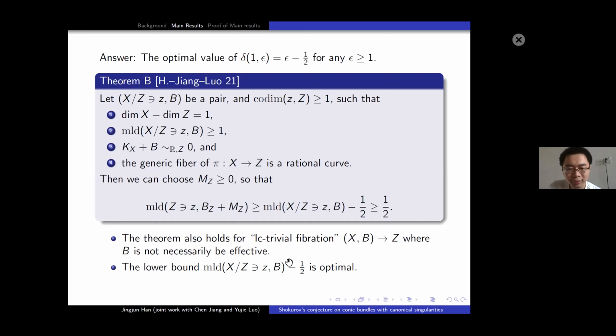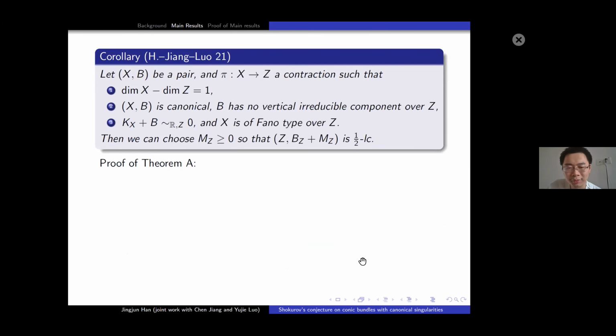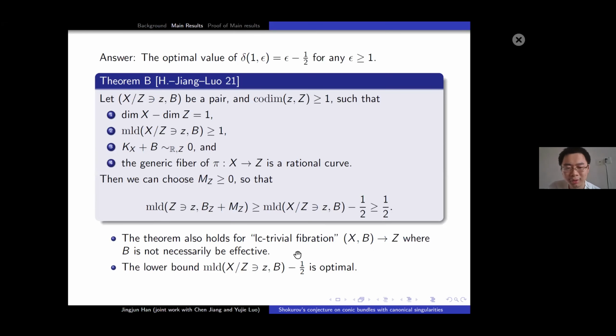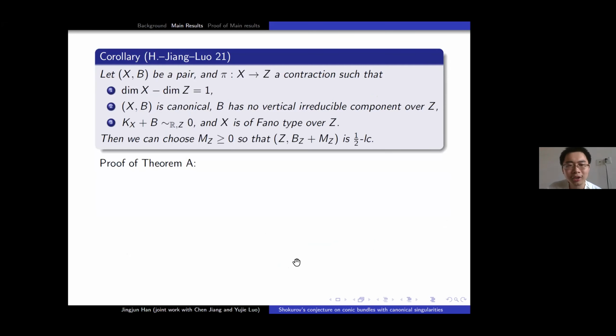Another remark is that the lower bound on MLD is optimal. There is an example showing that this value is optimal. And as a corollary of our main theorem, we show this corollary.